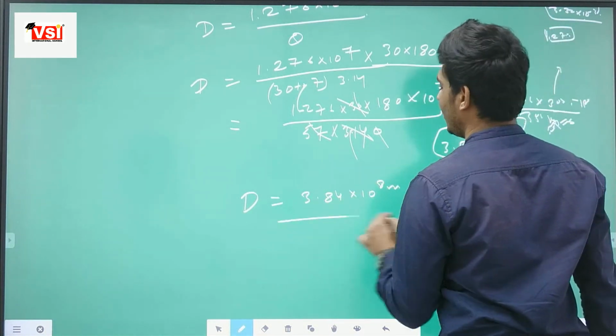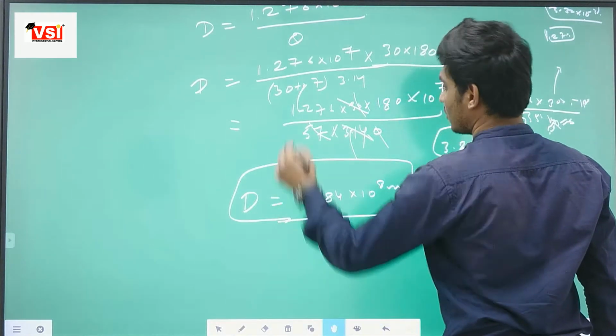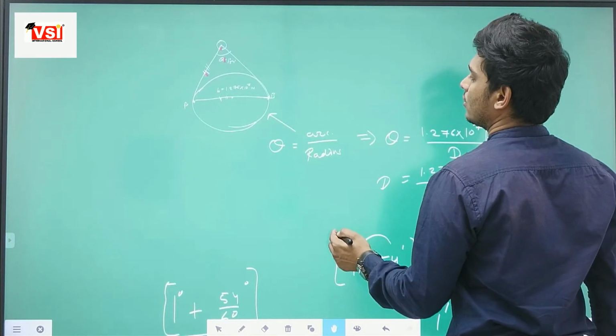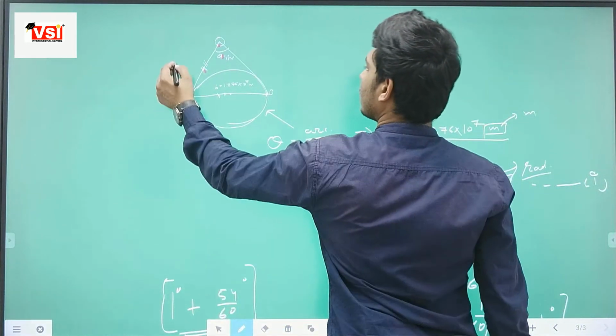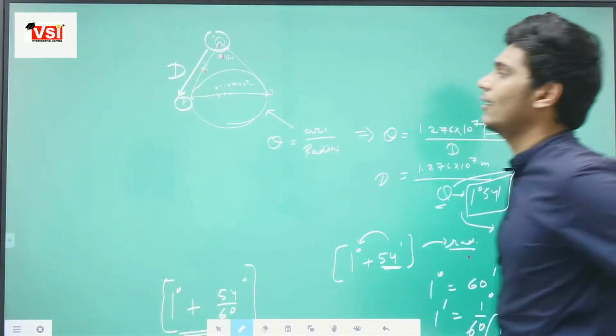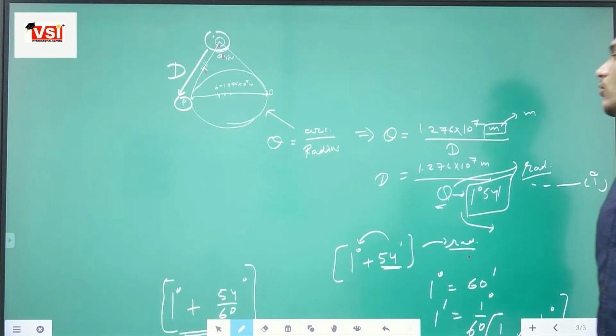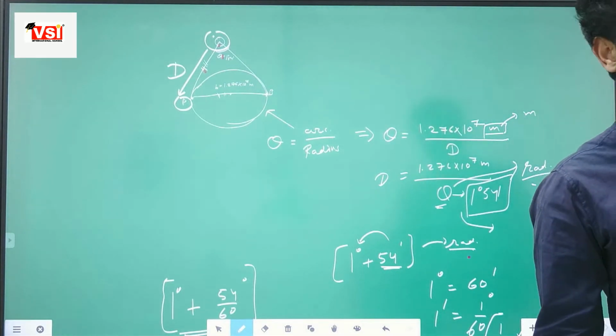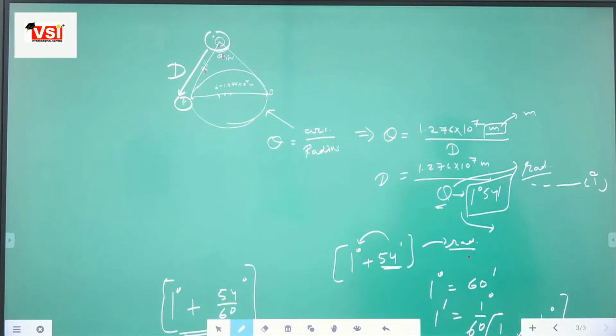And what is D here? D is the distance of the moon from the earth. So we have just found the value of D, the distance of the moon from the earth, with the help of the parallax method. Is it clear to everyone? Example number 2.3 is completed. Let's move to example number 2.4.